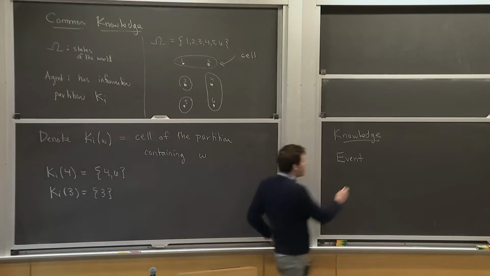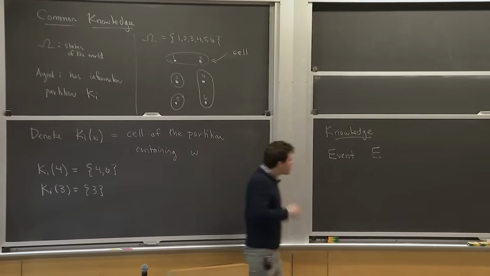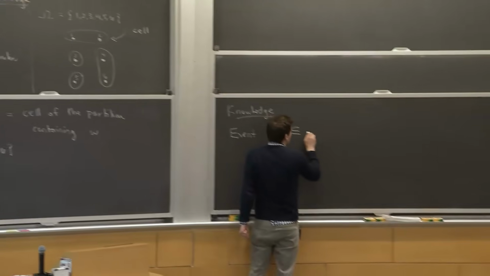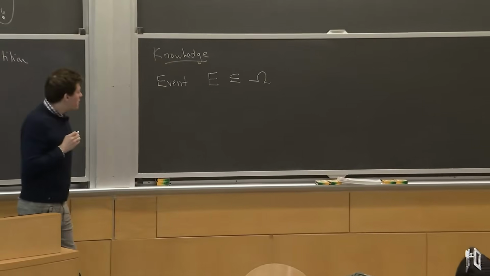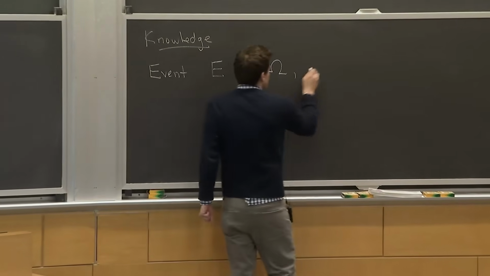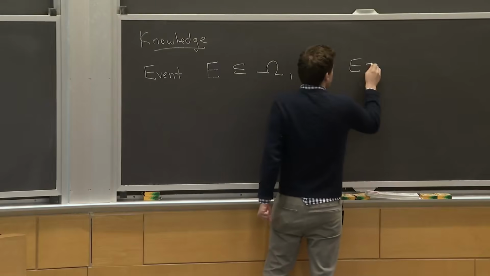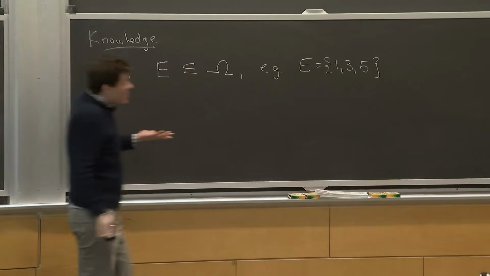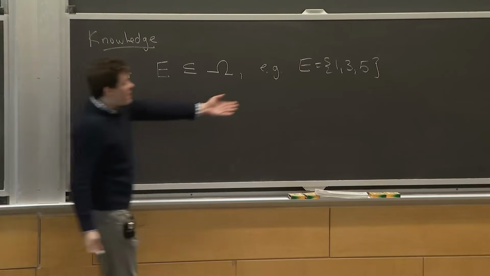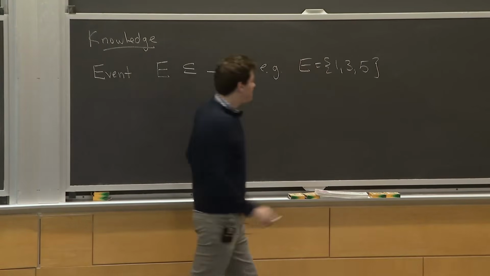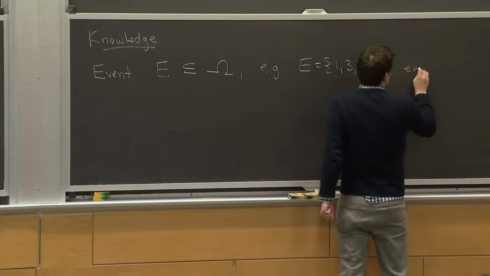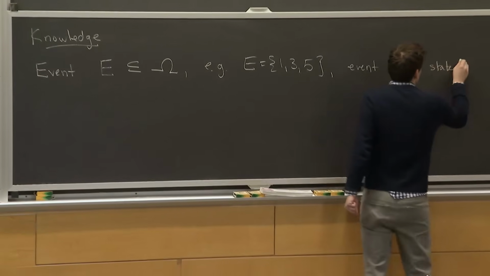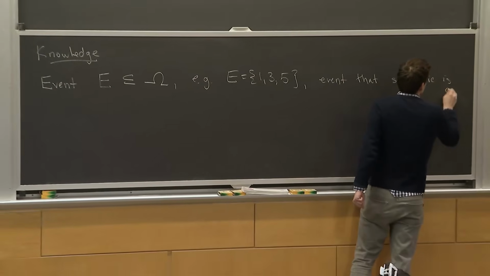So first, we're going to define an event. And this notation may be familiar to you if you've taken a class on probability theory. An event E is just a subset of the state space omega. So as an example, the event E equals {1, 3, 5}. Formally, it's a subset of the state space. But colloquially, we might say this is the event that the die is odd. That the state of the die is odd.